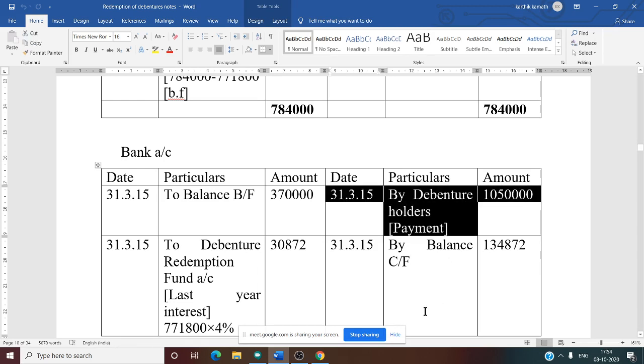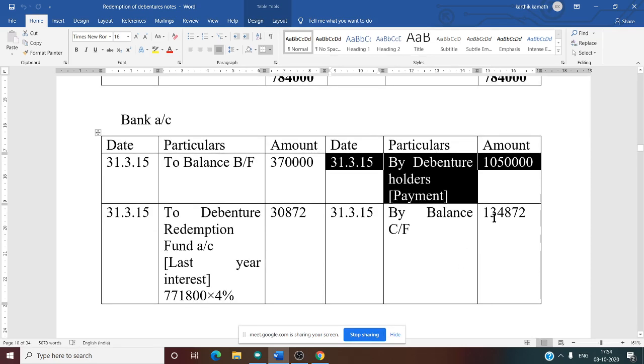So what is the journal entry? Debenture holder account debit to bank account. That is why we have written by debenture holder payment. Cash goes out. 10 lakh 50,000 decreased in the bank account. So only one adjustment on the credit side of the bank account.